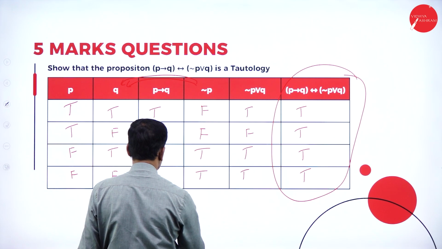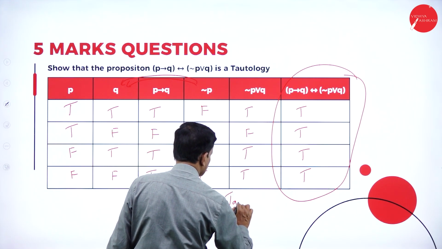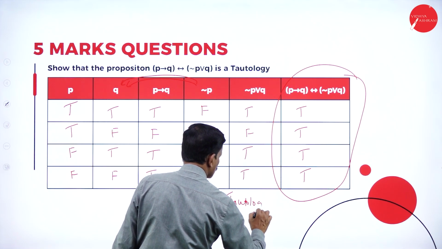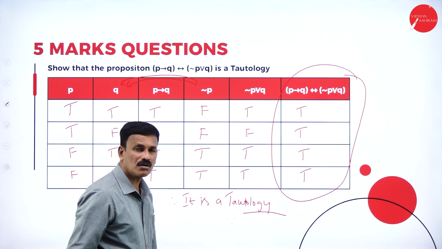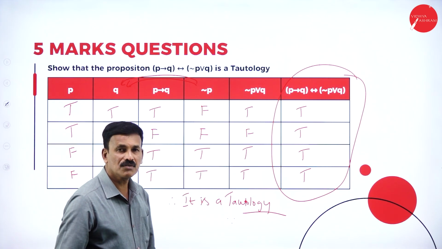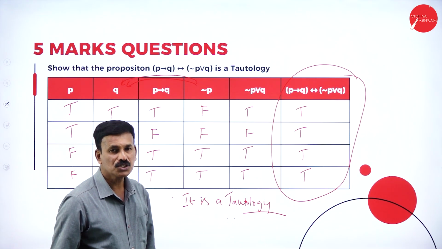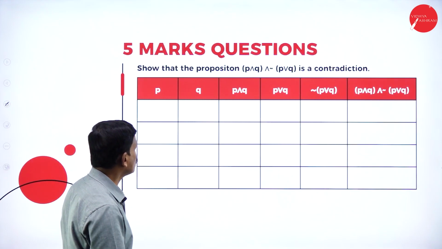So therefore, it is a tautology. The reason is because all the entries in the last column are true. So therefore, this given compound proposition is a tautology. That's it. Now move on to the next problem.